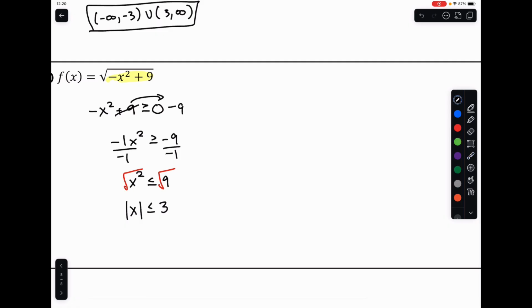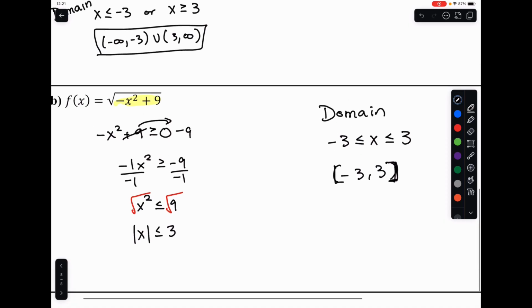So this implies that our domain here will be all the values between negative 3 and positive 3. So that's our domain. In interval notation, that simply looks like this. Oh, I made a mistake. I'm looking at the top answer right now. This should be brackets, not parentheses, because of the equal sign. So let's fix those two errors. And there you have it. That is going to be the domain for this function.